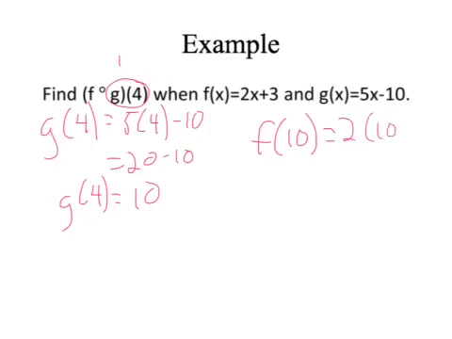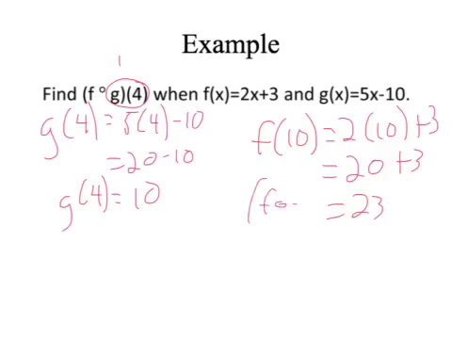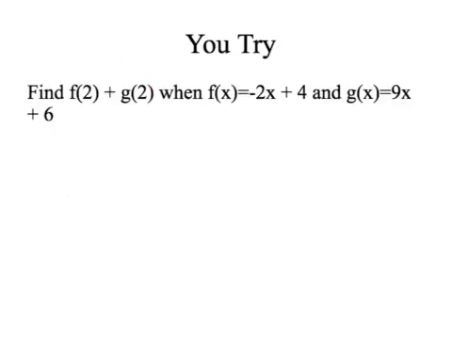So take my x's out, replace them with 10. 2 times 10 is 20. 20 plus 3 is 23. So f of g of 4 is equal to 23. Work your way inside out. Plug it into g first, and then whatever answer you get, you plug into the f function, and just simplify. Okay, go ahead and pause the video and do the first you try.